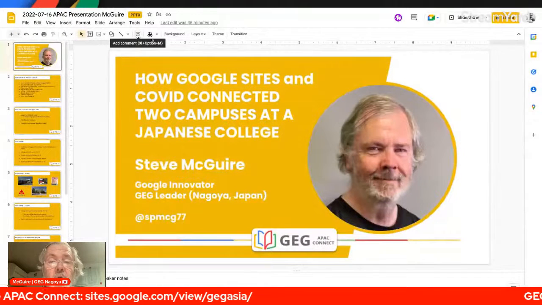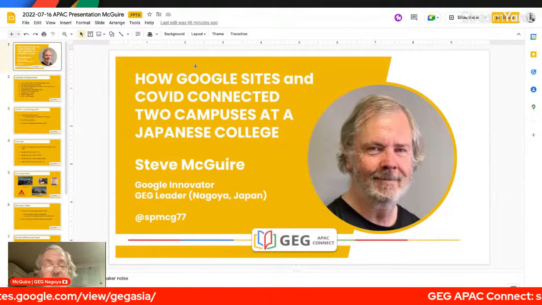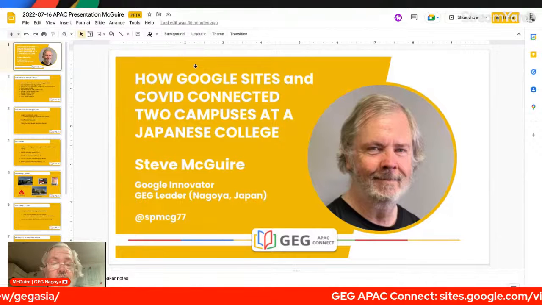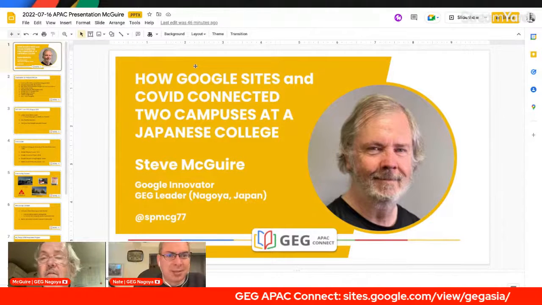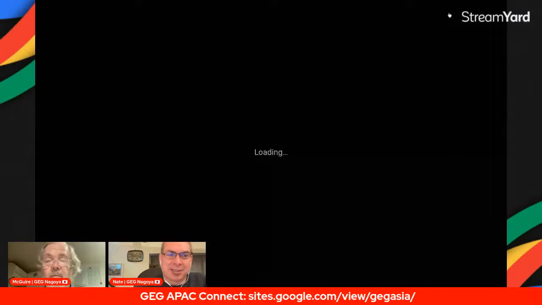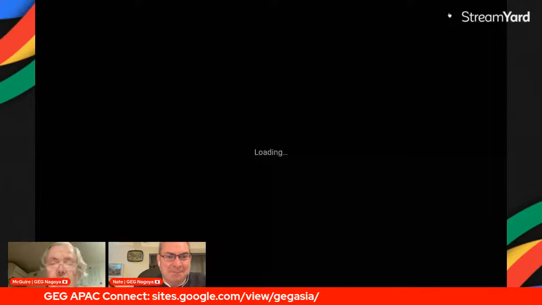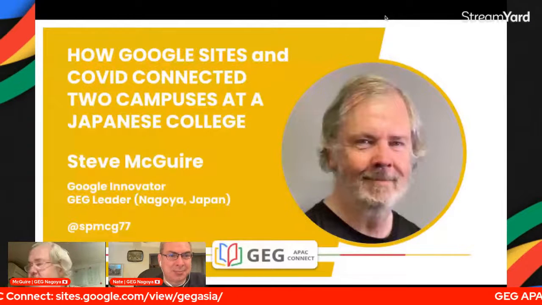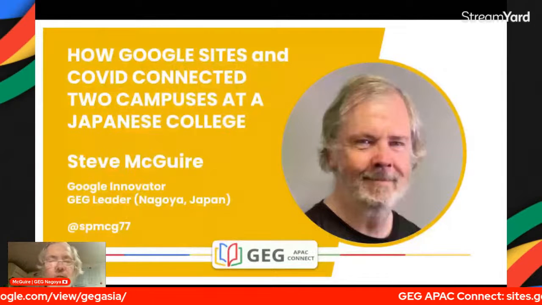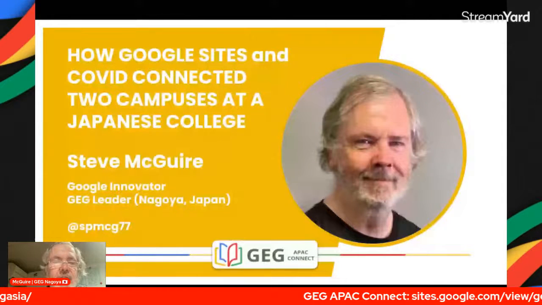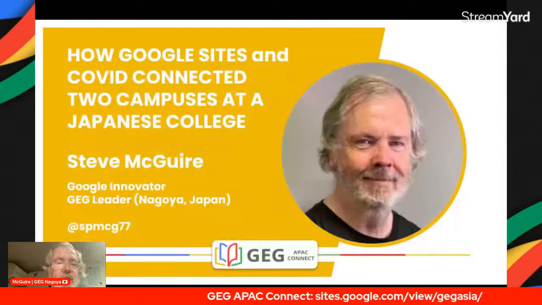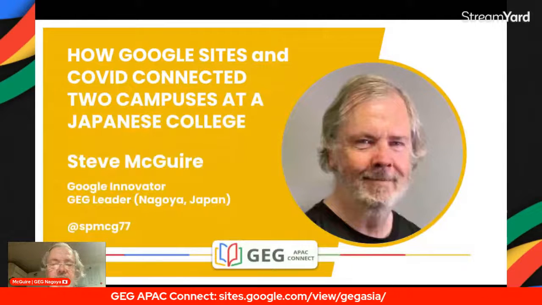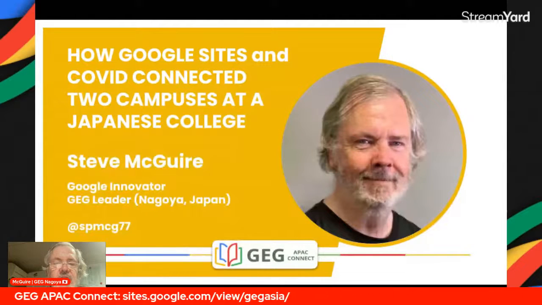You're seeing how Google Sites and COVID connected 2 campuses at junior colleges, I hope. Yeah, you're good to go, Steve. We're seeing you. It's a fun thing. You never know what's going to show up. I have no idea where that came from. So it's how Google Sites and COVID connected 2 campuses at a junior college. And Nate has already introduced me, but my name is Steve McGuire.